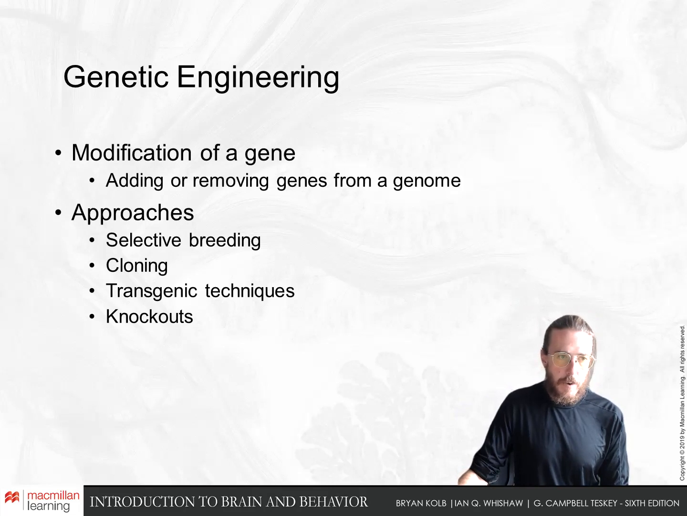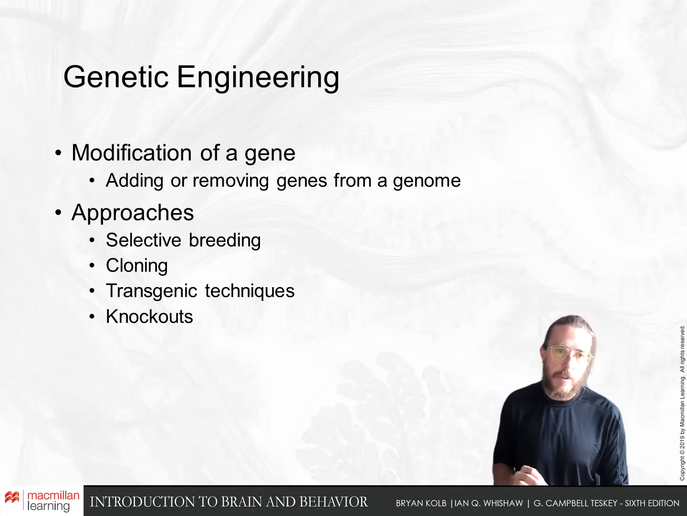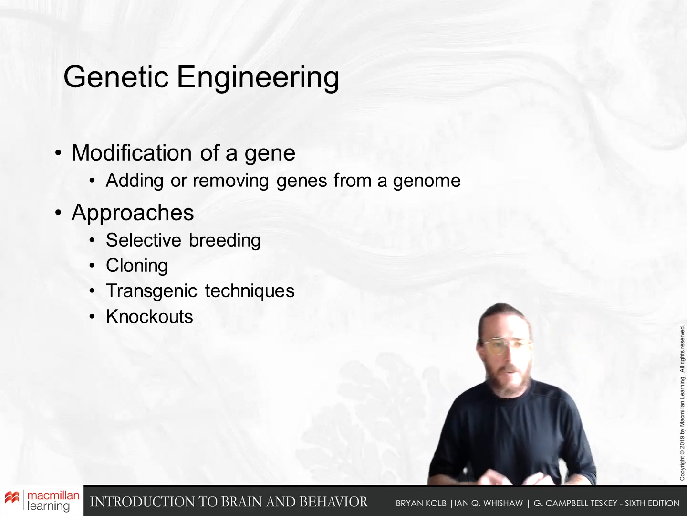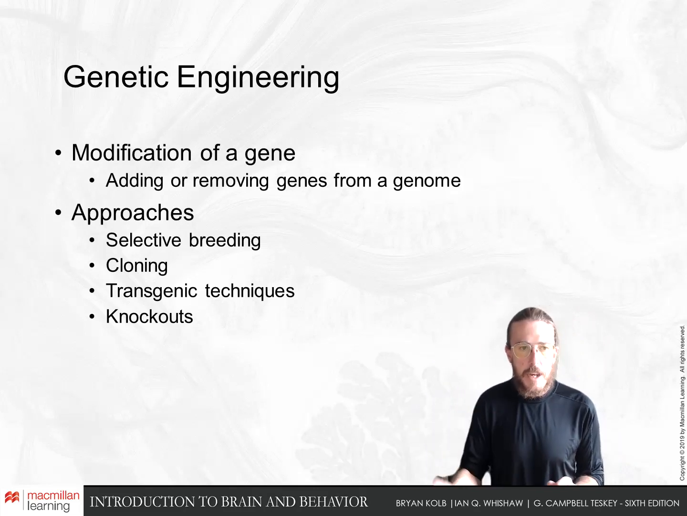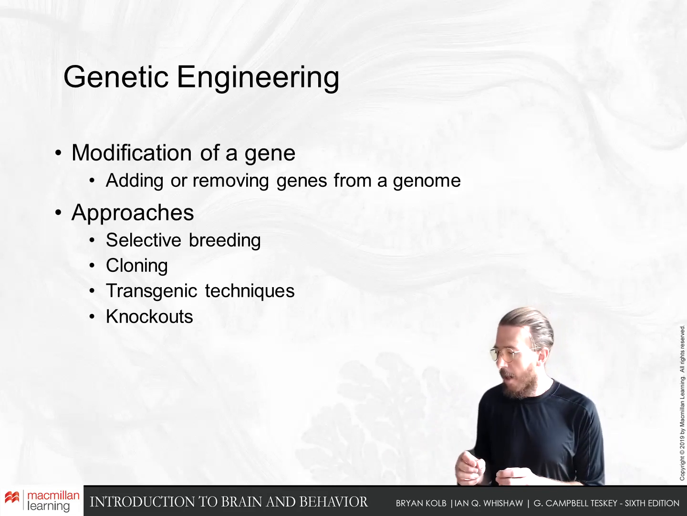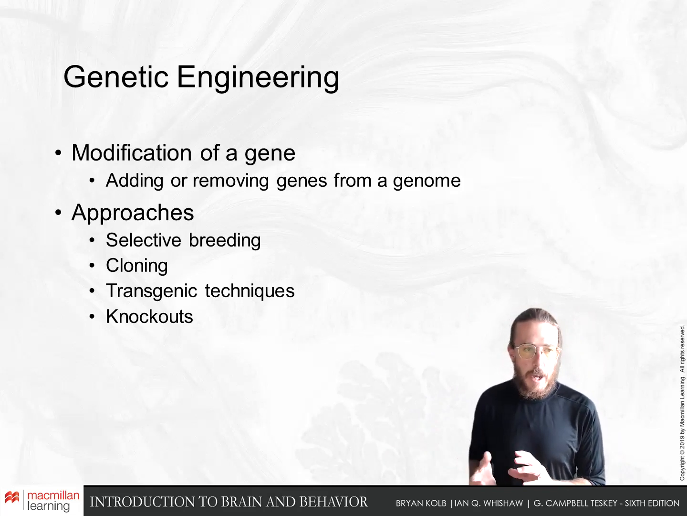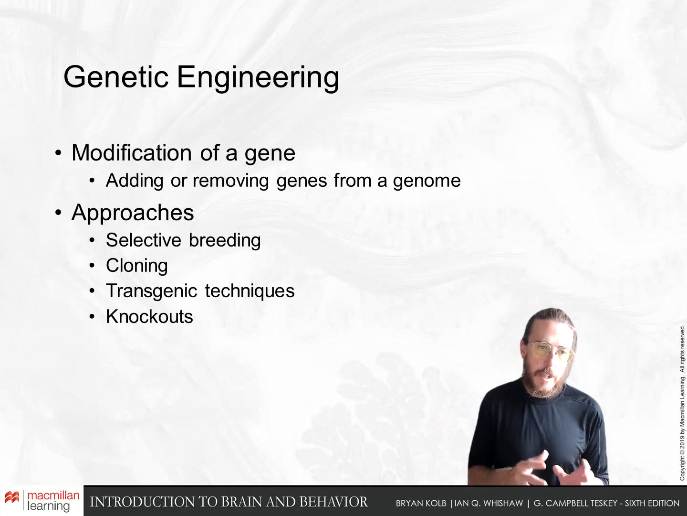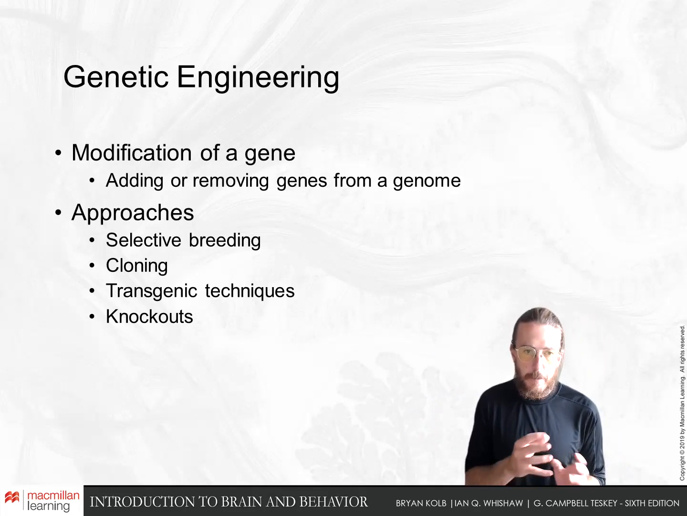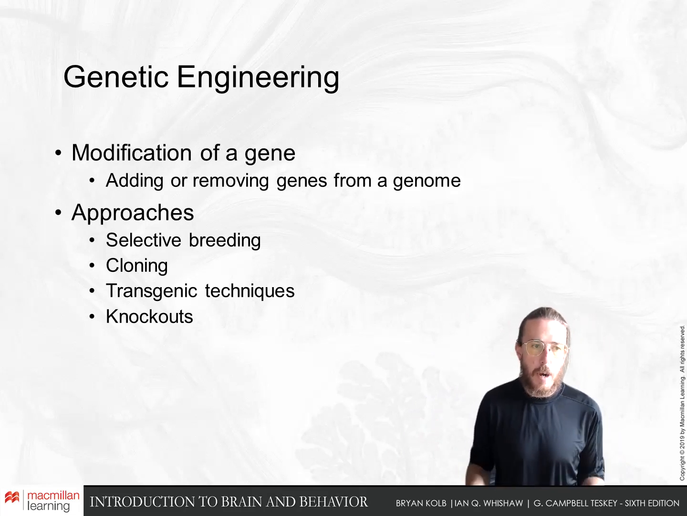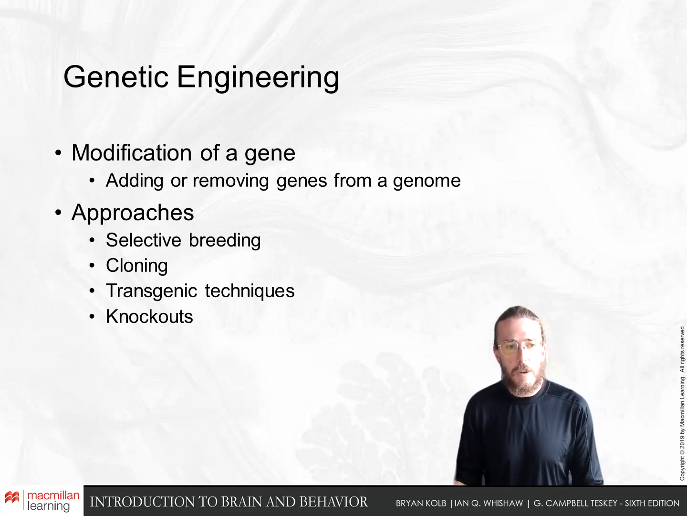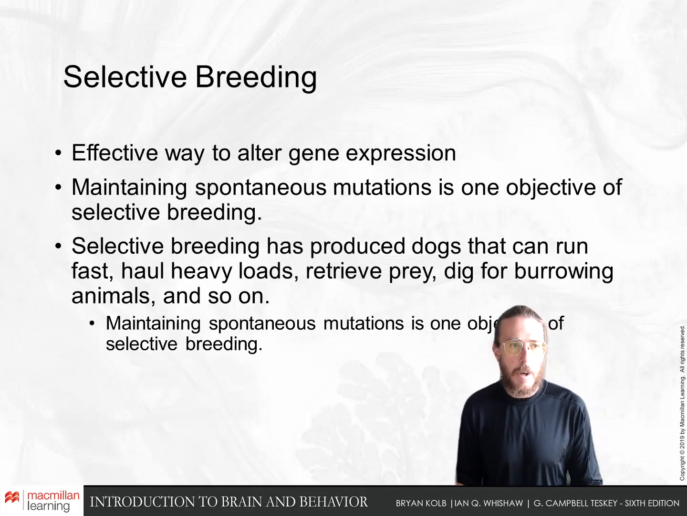But you can see it's very different from an approach where you understand the genes themselves, because you're actually just modifying the phenotype. Things that modify the genes themselves could involve cloning. So you could take a full genetic makeup from one animal and inject it into the egg of a mother and create a perfect copy of that animal. We'll talk about transgenic techniques and knockouts as well.